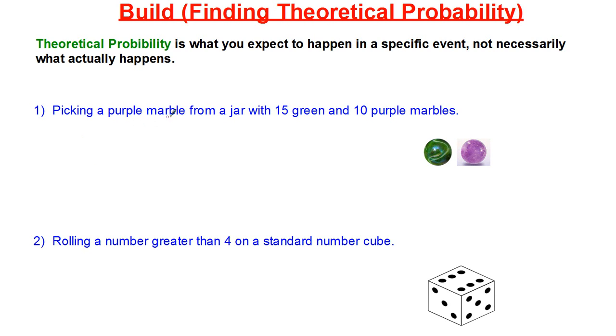So, picking a purple marble from a jar with 15 green and 10 purple marbles. What is my sample space? My sample space is 15 green and 10 purple. In total, I have a total sample space of 25 marbles.